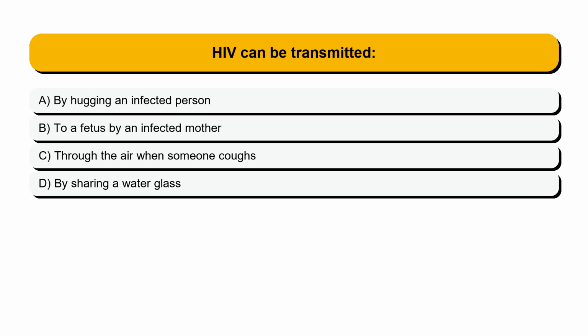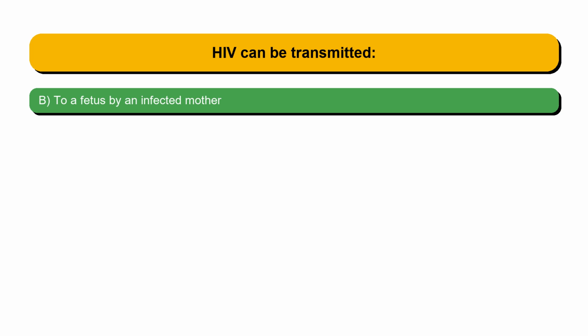Question 99. HIV can be transmitted. Option A, by hugging an infected person. Option B, to a fetus by an infected mother. Option C, through the air when someone coughs. Option D, by sharing a water glass. The correct answer is option B, to a fetus by an infected mother.